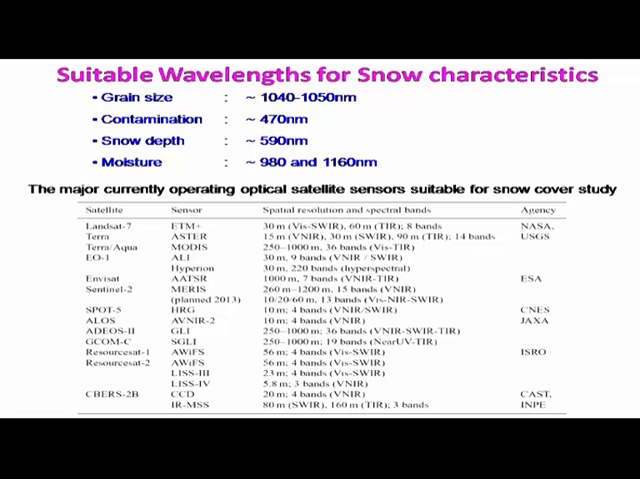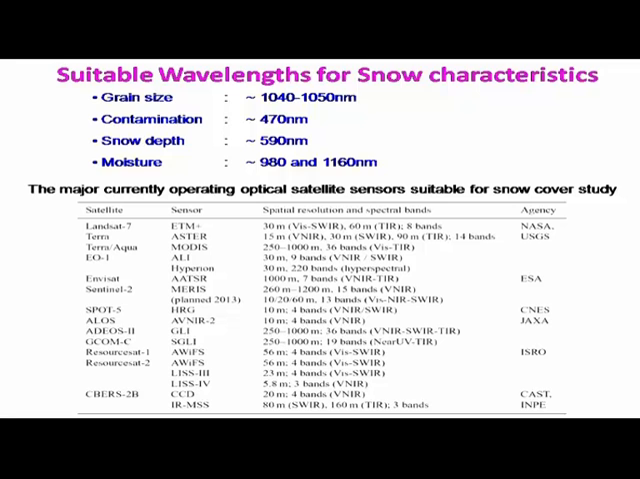1040 to 1050 nanometer is the wavelength which is most sensitive. Then for the contamination, it's 470 nanometer. For the snow depth, 590 nanometer is the most suitable wavelength. Then for the moisture, these are 980 and 1160 nanometer. So there are these wavelengths, or the presently operating optical sensors which do not saturate for snow.